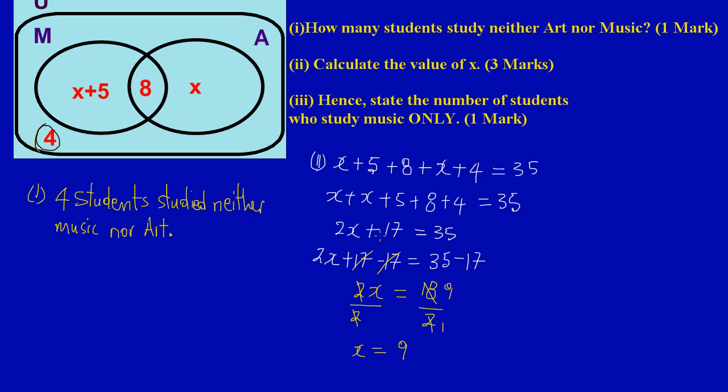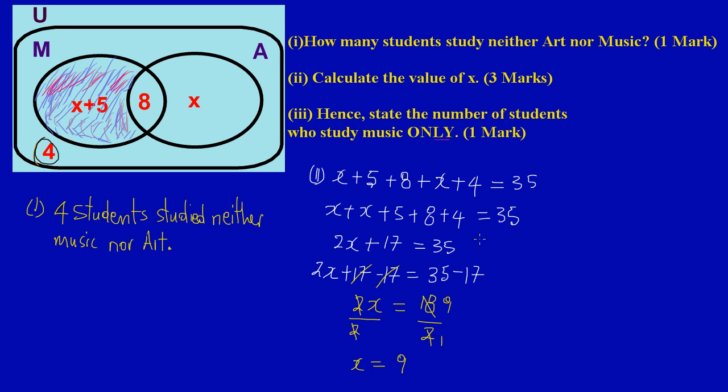In part 2, to calculate the value of x. Well, for part 3, they're asking, hence state the number of students who studied music only, and this is only 1 mark, so it should be pretty easy. Now here, whenever they use the word hence in a sentence, it simply means that we would pick up our answer from the previous part, which is part 2, which would have something to do with this part. That's simply what hence means.